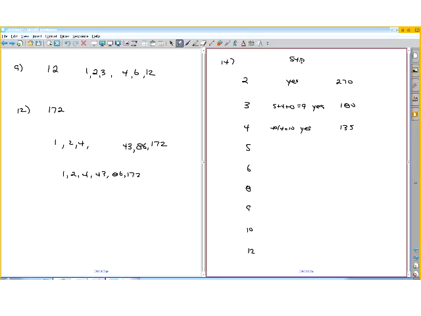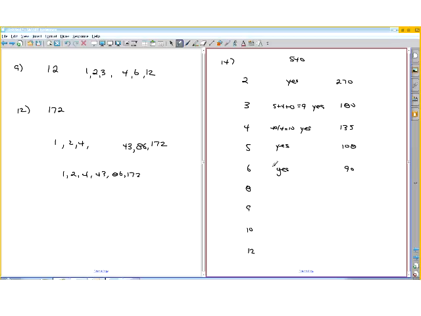5. Well, if the last number is either 0 or 5, then it is. So yes, that's true. 540 divided by 5 is 108. 6 says numbers divisible by both 2 and 3. Well, yes, it was divisible by both 2 and 3. So yes, it is. 540 divided by 6 is 90.